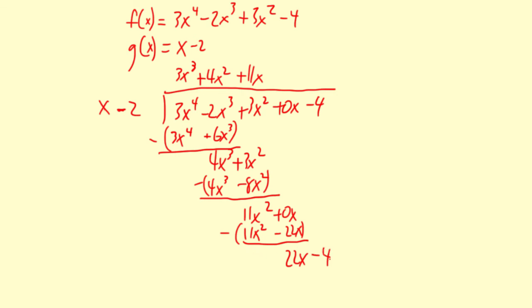Bring down the negative 4. So 22 goes here, plus 22. 22 times x makes 22x. 22 times negative 2 is negative 44. Subtract. Negative 4 minus negative 44. That's the same thing as adding 44, so it's plus 40. And then 22x minus 22x is 0. So you get the same thing here, and you write your answer the exact same way. The remainder is written as 40 divided by x minus 2.